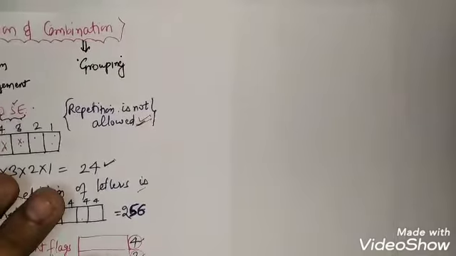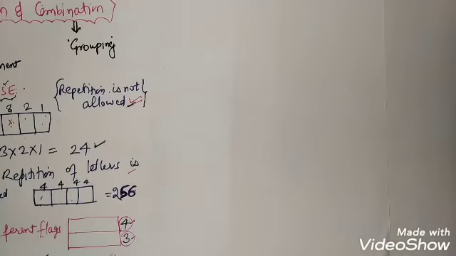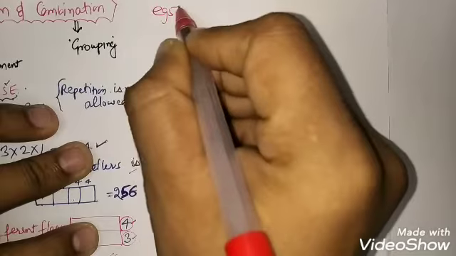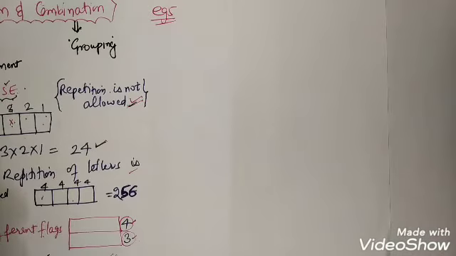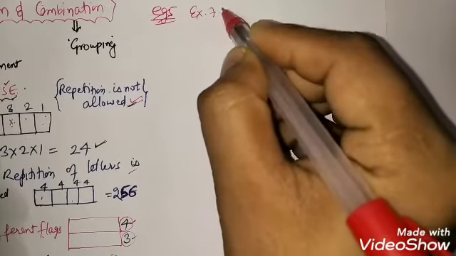Okay. Now moving to example number 5 of your NCERT. We did example number 4. Example number 5 is all about permutation. Before this, we can proceed towards exercise 7.1.